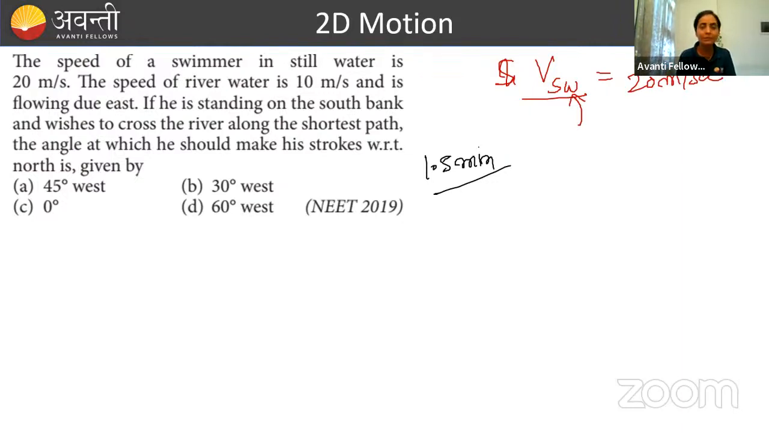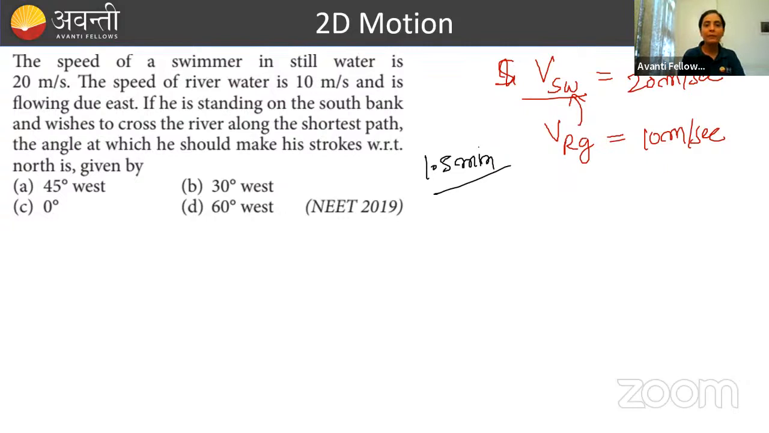In this question, like in every question, if it is given that speed of swimmer in a still water is this, it means what? Speed of swimmer is given with respect to river or with respect to water. So that is 20 meter per second. Now speed of river water is 10 meter per second. So speed of river water with respect to क्या होगा? Ground ही होगा, है ना? If nothing is given, then it is with respect to what? Ground. So that is your 10 meter per second. Rest is now just a bit of logic that you need to apply.